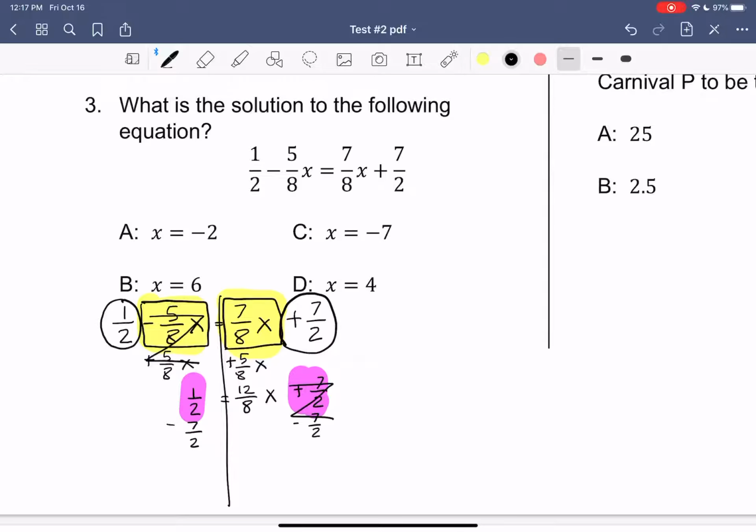do our subtraction here. So again, we have the same denominator here, so you can subtract as normal, but it would have to be, I'll write it off to the side, so 1/2 minus 7/2. So 1 minus 7 is going to be a -6, and then our denominator stays the same. So again, this could be done on the calculator just as easy.